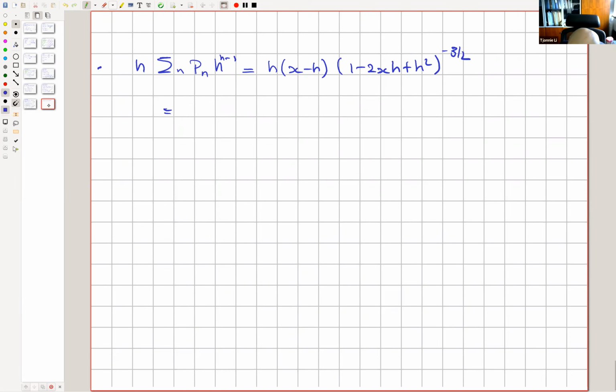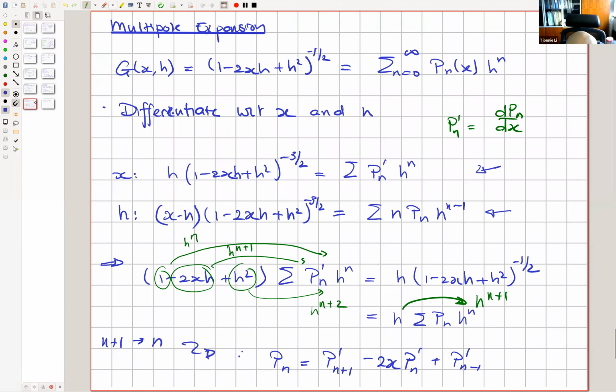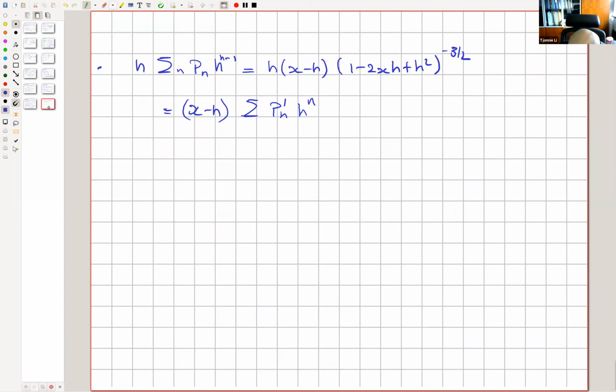And so this then effectively becomes x minus h times the sum of Pn prime h to the power n. Okay, so that's just simply this one. So this h, 1 minus 2xh plus h squared minus 3 over 2 is indeed this term over here. And again, I can now come up with another recurrence relationship by now equating again in the same powers.